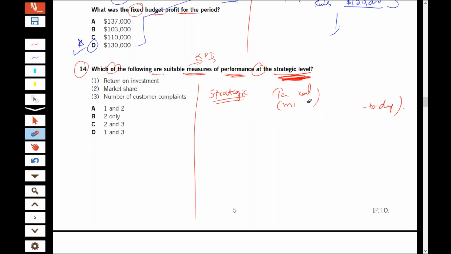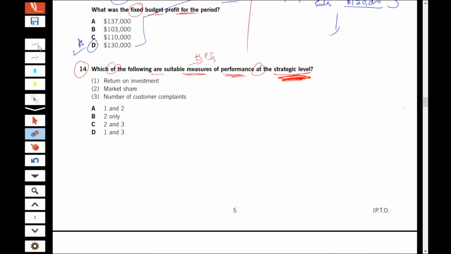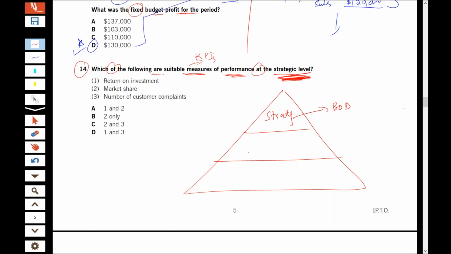Or I should use the diagram, which is a simpler technique to memorize. Like that way, there's a strategic level. That's the board of directors. That's the tactical level. That means managers. And there is the operational level. That is day-to-day workers.